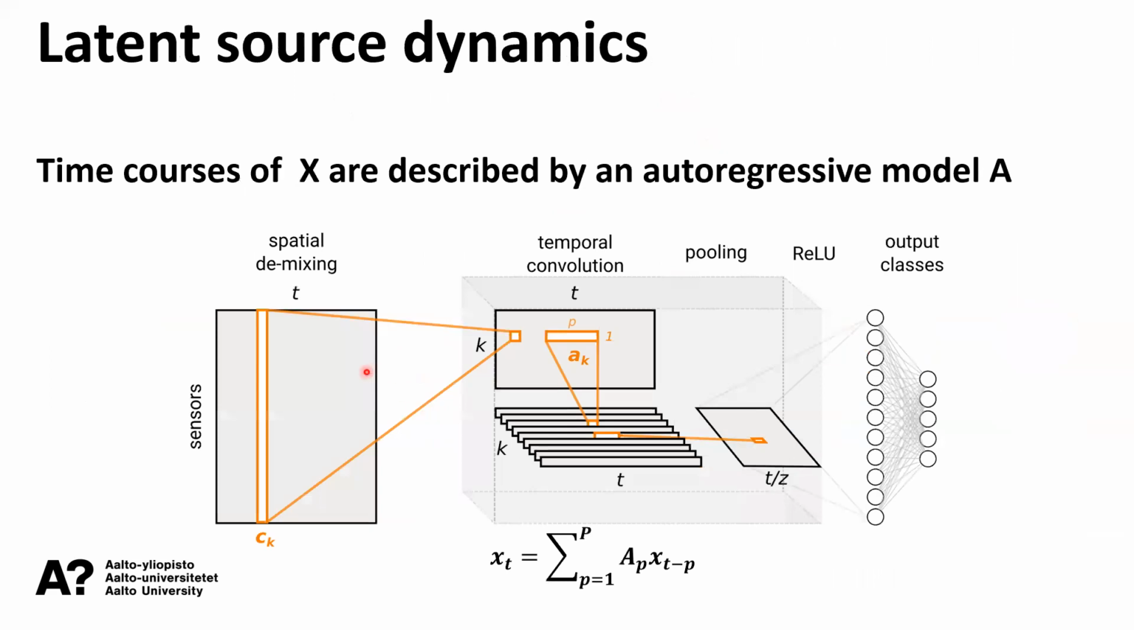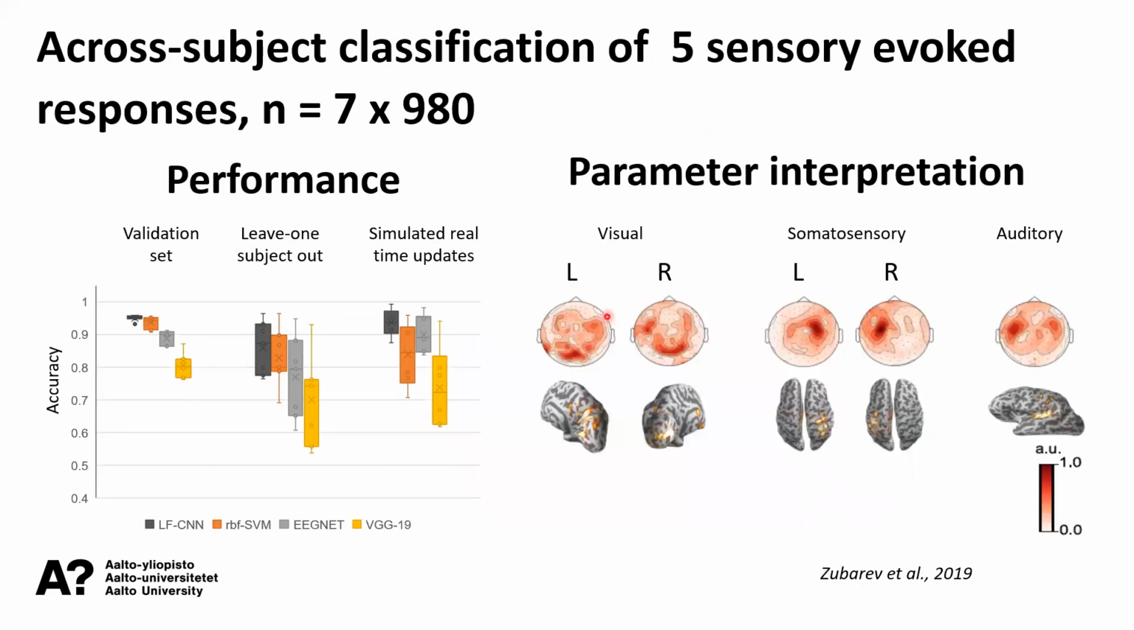Basically, because the structure of the network is so simple, we have a spatial filter from which we can derive the spatial fingerprint of the neural source that we're interested in. And there is a temporal filter, which basically tells us at which frequency this neural population produces their signals. This is what we, as neuroscientists, are mostly interested in: what kind of neural sources produce this activity?